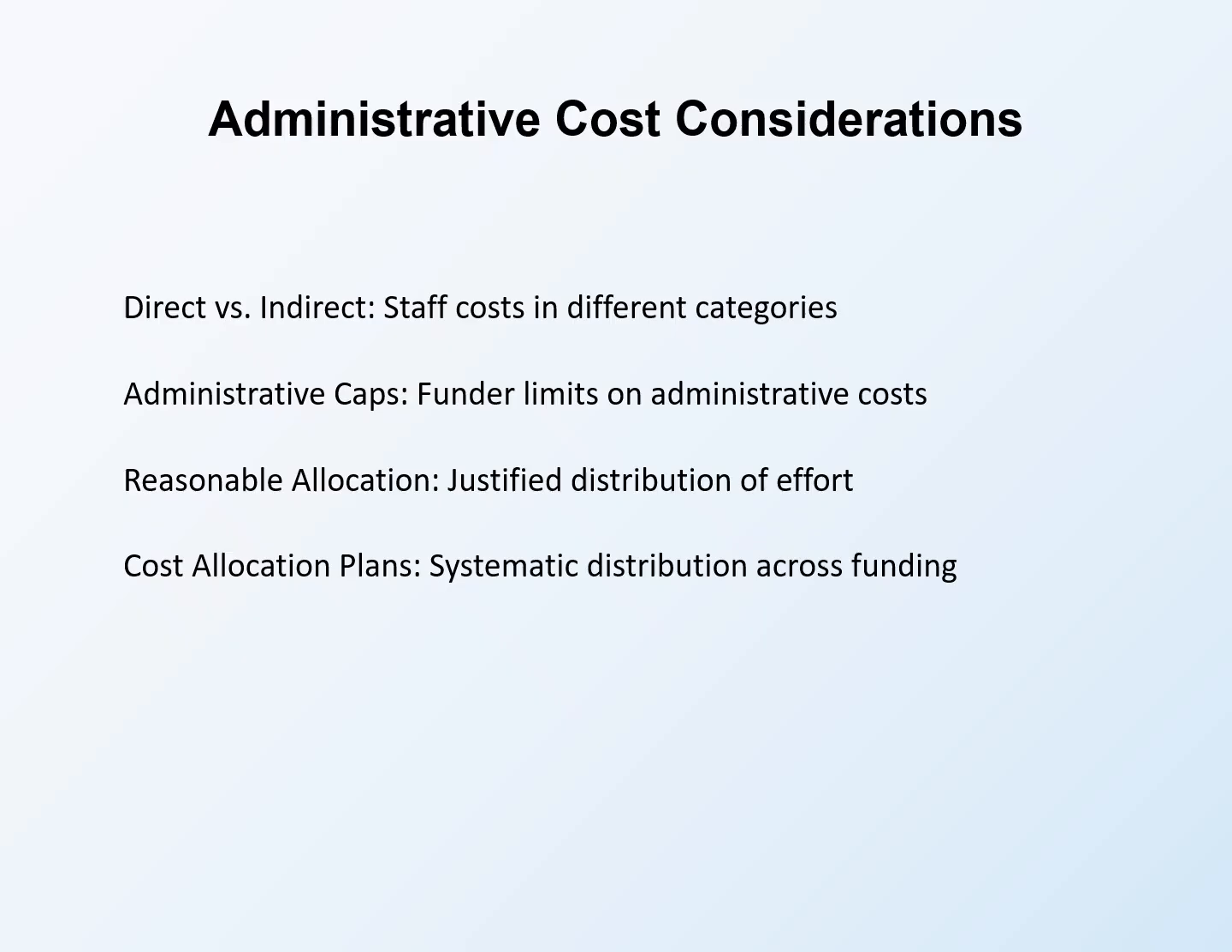Reasonable allocation means justified distribution of effort. If staff work on multiple projects, allocation across budgets should reflect actual effort. Cost allocation plans provide systematic distribution across funding sources. Organizations with multiple grants need consistent methods for allocating shared costs. Plans should be documented and consistently applied.